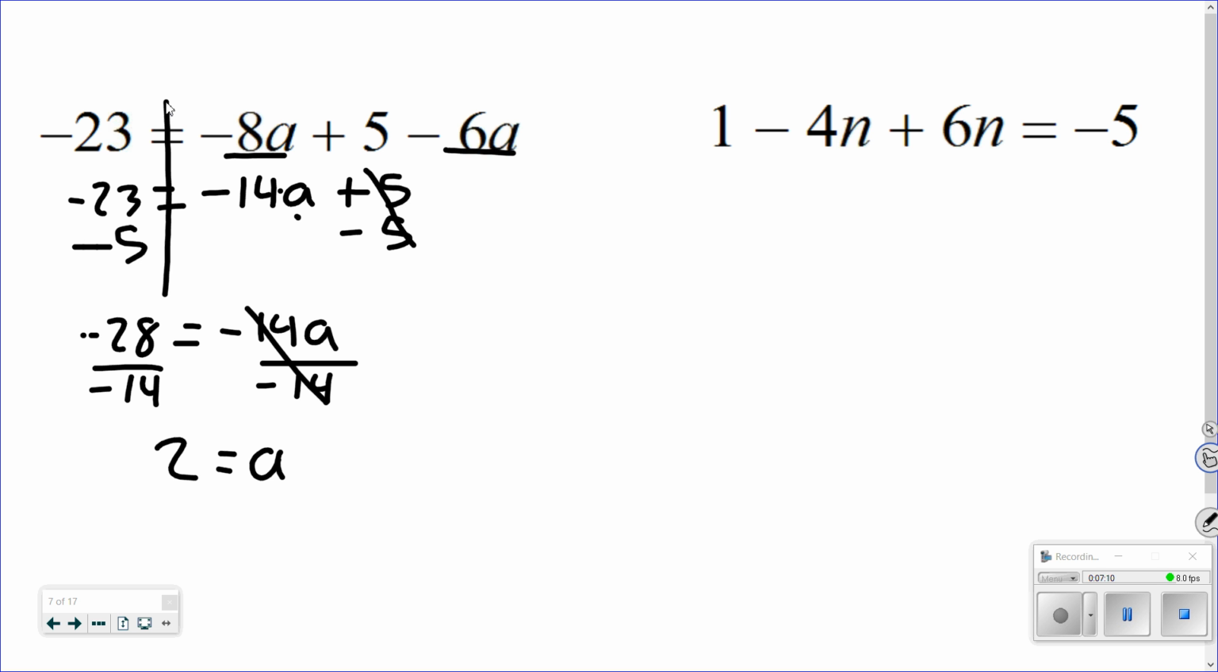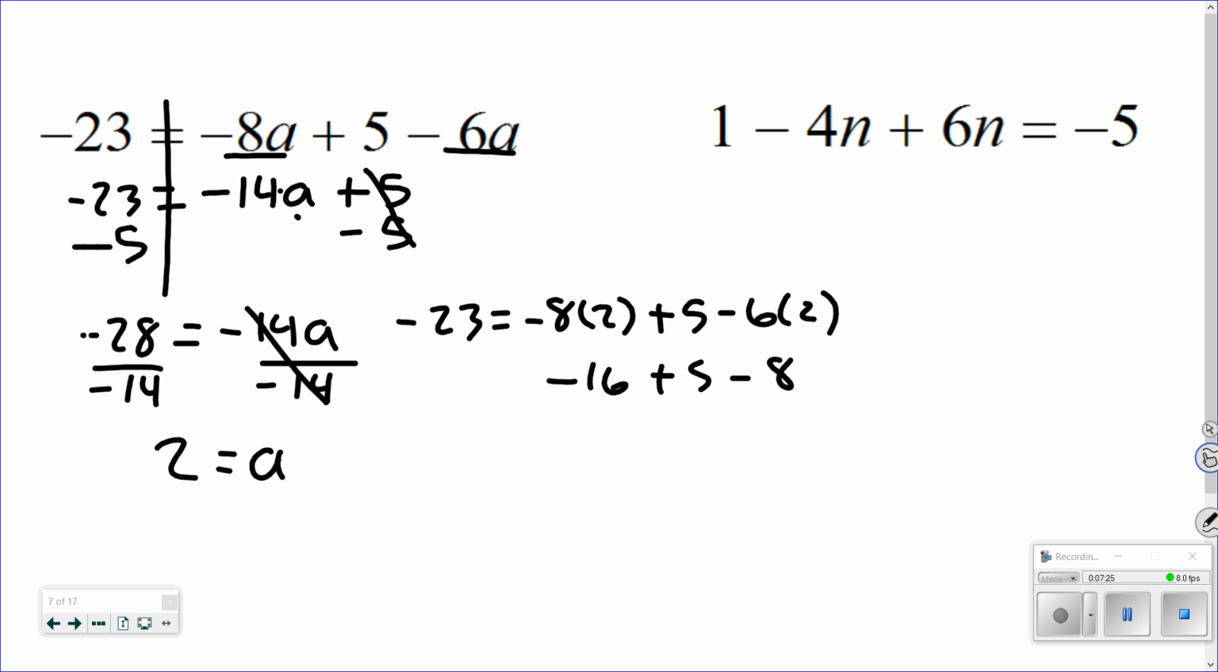Let's double check it. So I go negative 23 equals negative 8 times 2 plus 5 minus 6 times 2. Let's see, so that'd be negative 16 plus 5 minus 8. Negative 16 plus 5 is negative 11. Negative 11 minus 8 is, maybe I did do something wrong here, because I think that comes out to be a negative 19.